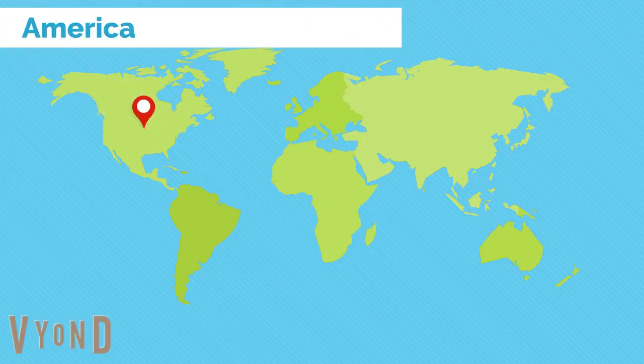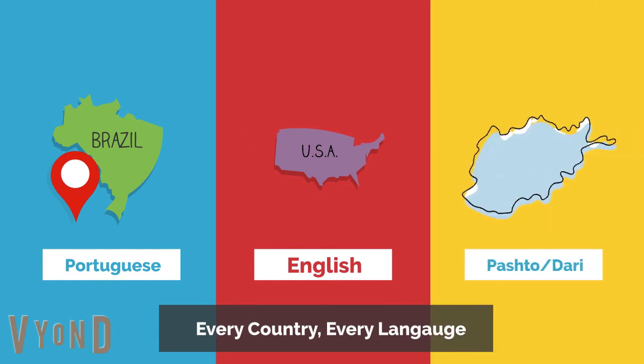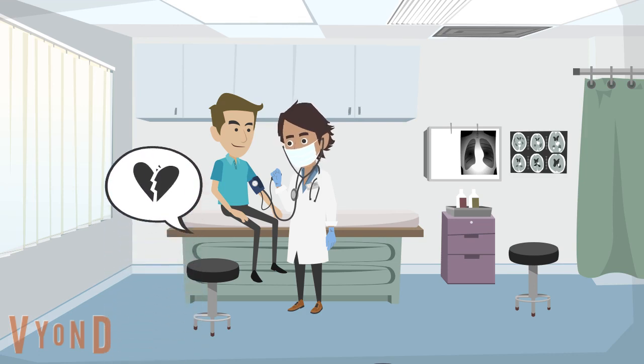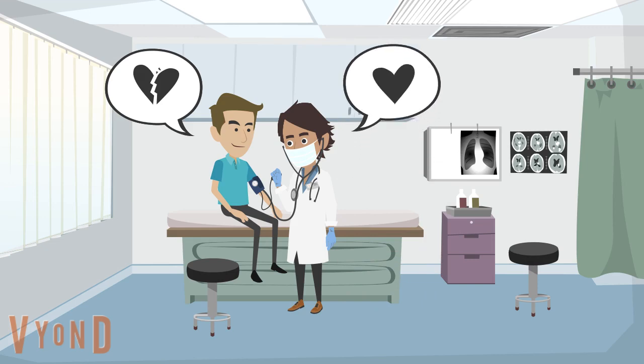In America, English is one of the most commonly spoken languages. And just like every language in every country, English has a pattern. That pattern helps us to organize what we say so that other people can understand us.